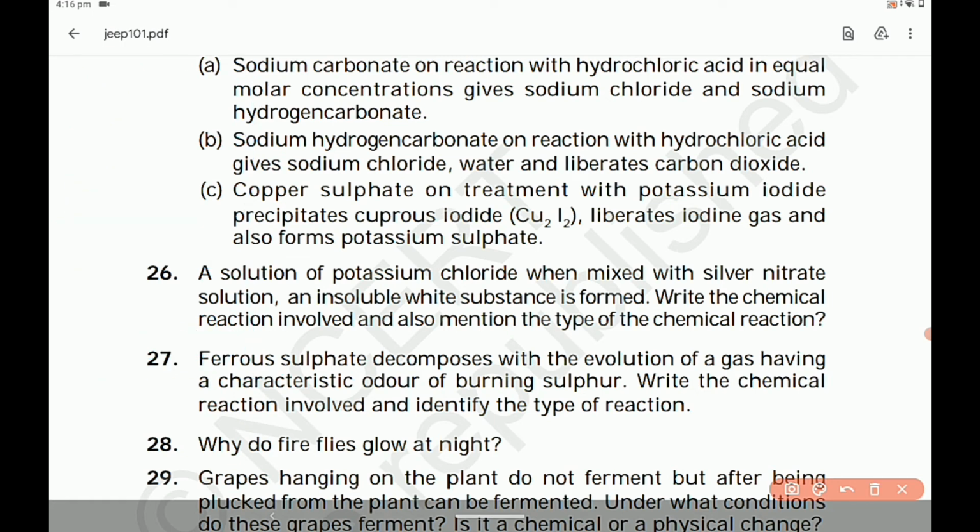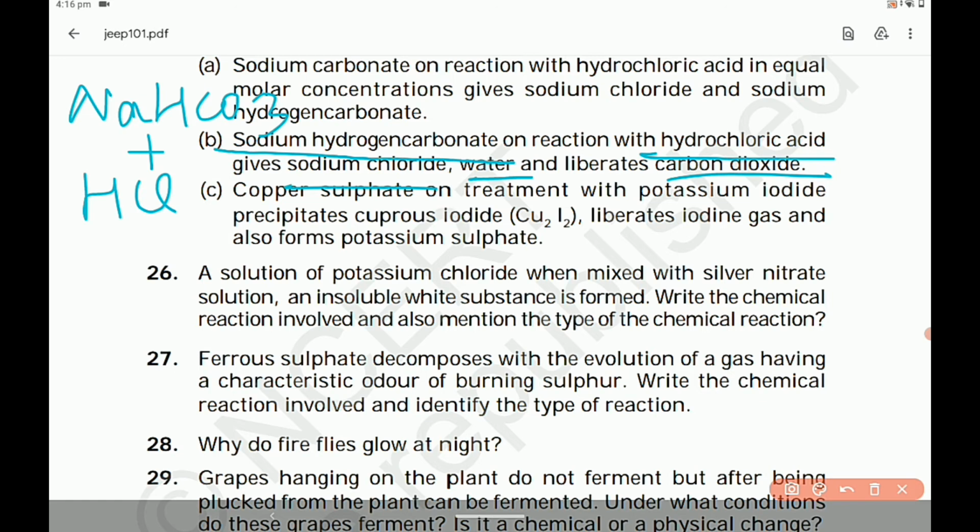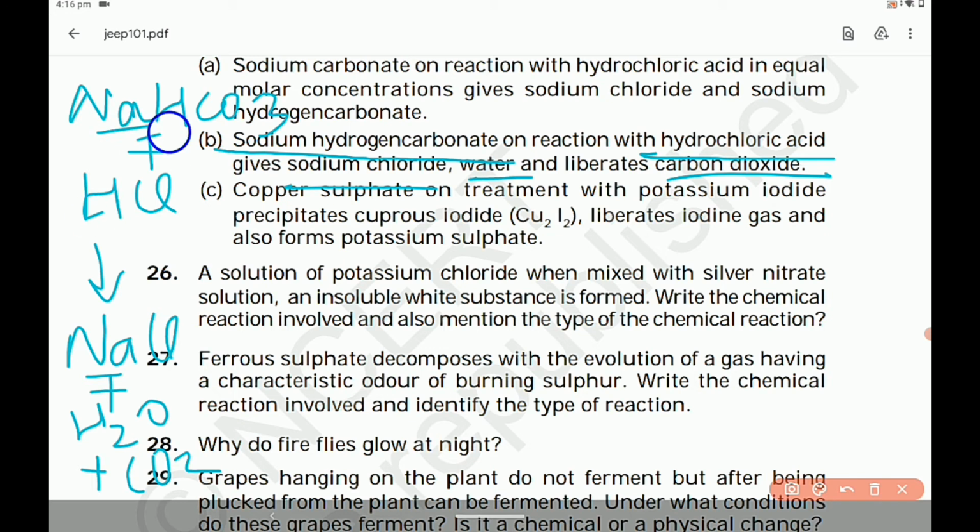Okay, next, sodium hydrogen carbonate NaHCO3 in reaction with HCl gives sodium chloride, water and CO2. NaHCO3 is reacting with HCl and it's giving NaCl, water and CO2. Is this balanced? Yes, I think so. Sodium 1, hydrogen 2, 2 hydrogens, carbon 1, oxygen 3, chlorine 1 and 1. I think it's balanced, and yes it is.